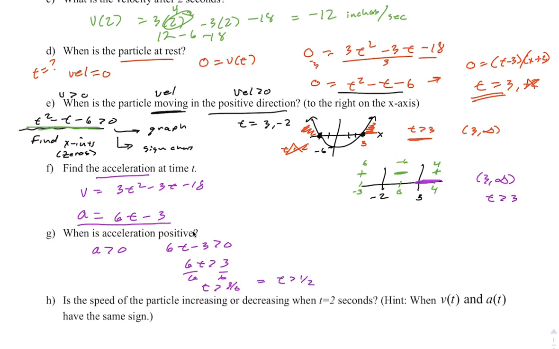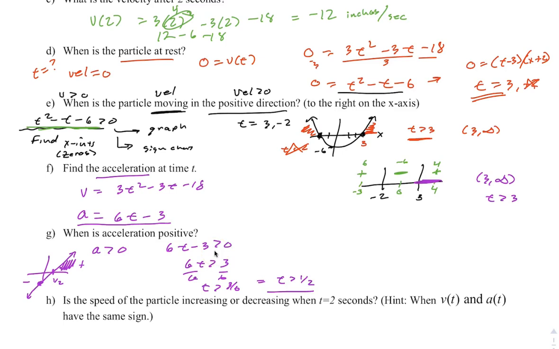And you can still solve it the other way. You can make a sign chart at 1/2 and see which way it goes. You can still graph it if you want. It's a line, easy enough to graph. We know how to graph a line: y-intercept of -3 and a slope of 6, and it crosses at 1/2. This side is positive, this side is negative. So you can still do it either way. Both ways work.